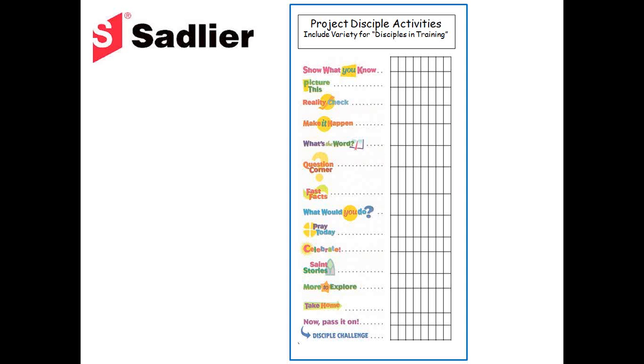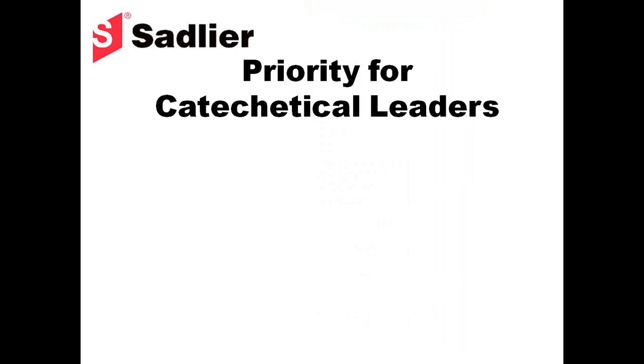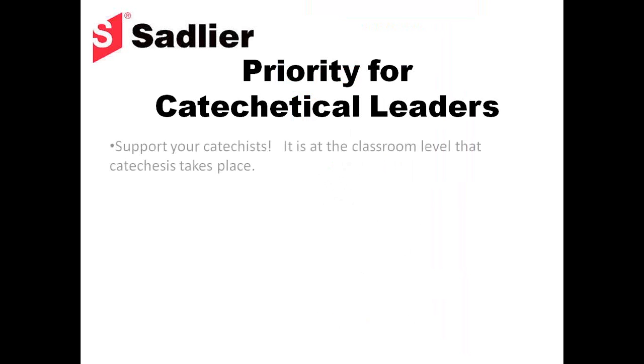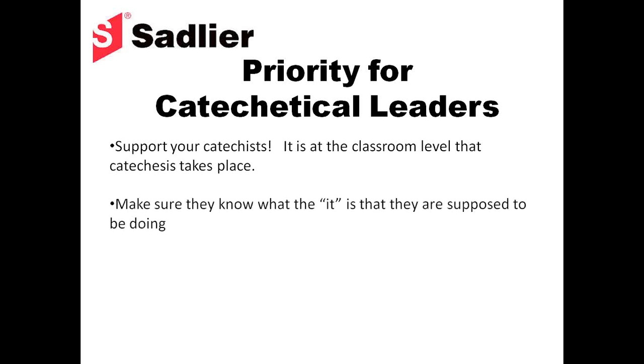But some of the others, in order to make sure that they're getting rounded as disciples, I think this is a good way just to tell them, just keep track. You don't have to do everything, but over the course of the year, make sure that you're touching on all of those, so they're touching on all the 6 tasks. And so for catechetical leaders, support your catechists. It's at the classroom level that everything takes place. Make sure they know what the it is that they're supposed to be doing.